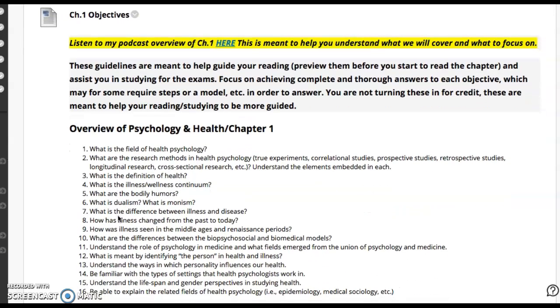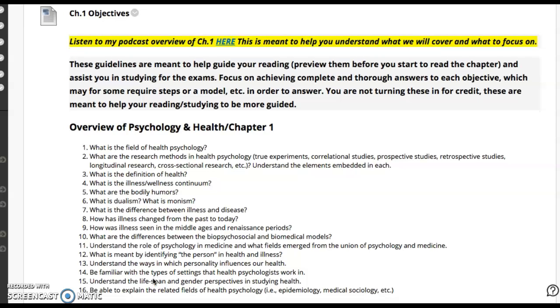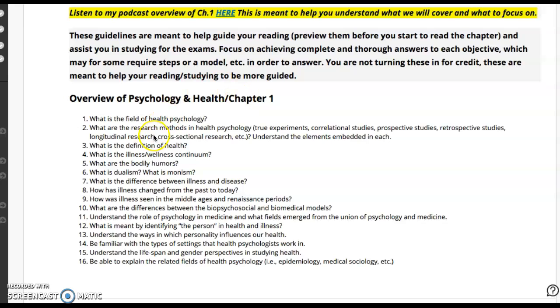I have the objectives for chapter 1 of Serafino and Smith. If you click on here, I go over each one of these individually to give you a nice overview of what the chapter covers. If you read the chapter and you get through all of these points and you still have questions, please feel free to email me. Or we can set up a Zoom session. I can answer any questions that you have.